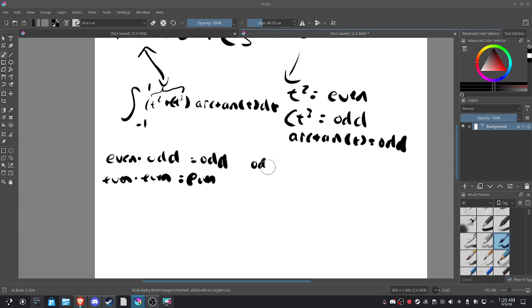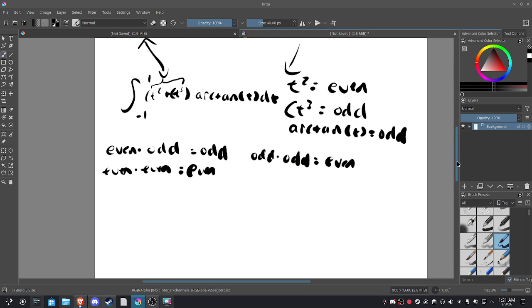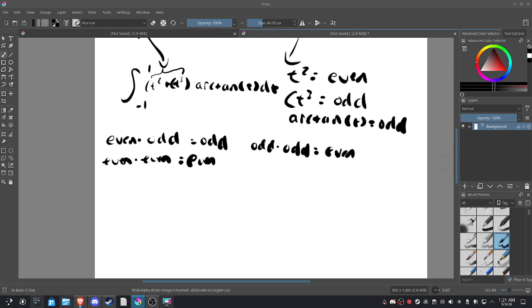And odd times odd equals even. Now this one might be a little weird because, you know, multiplication with numbers, odd times odd is usually just an odd number, but don't think about that too hard. So, another thing you need to know.